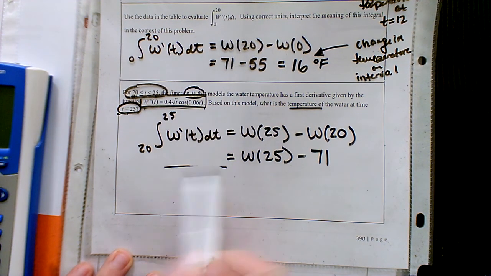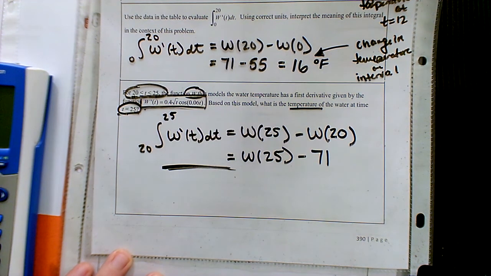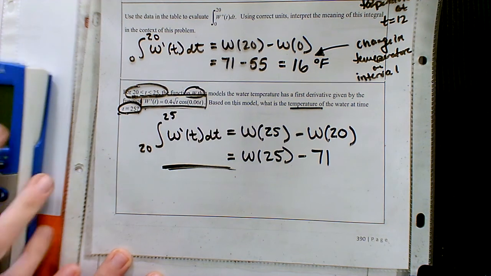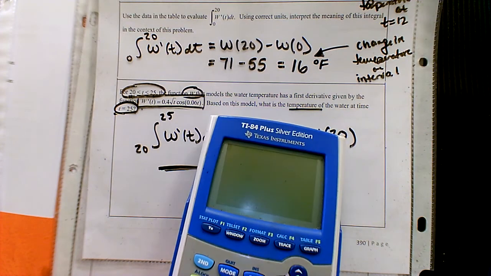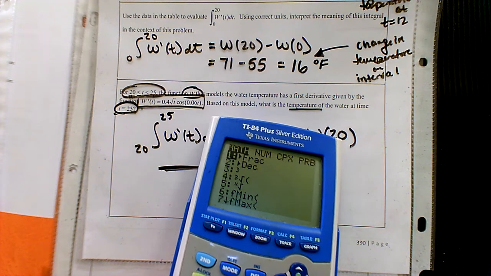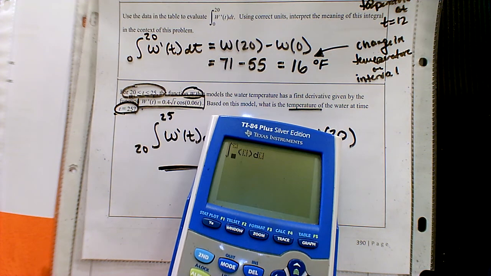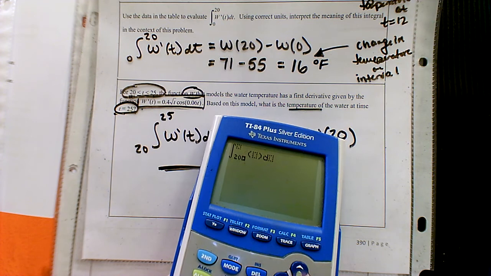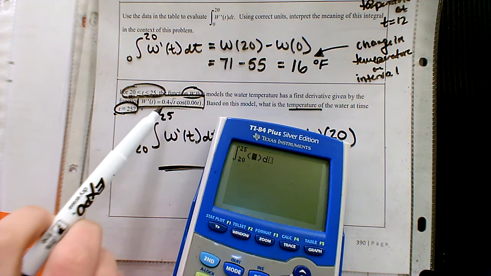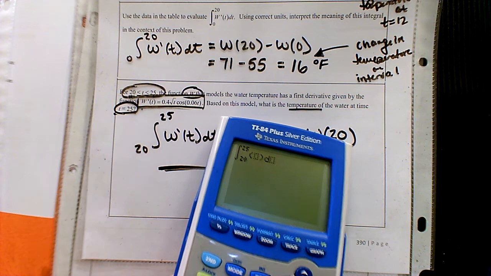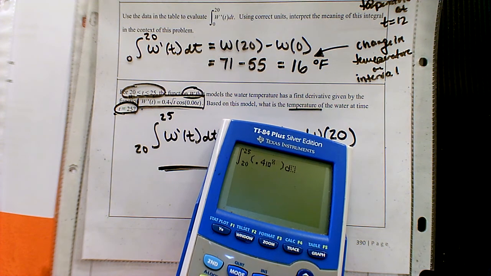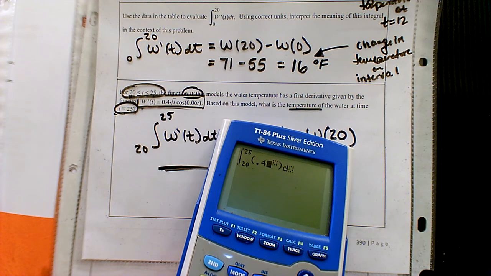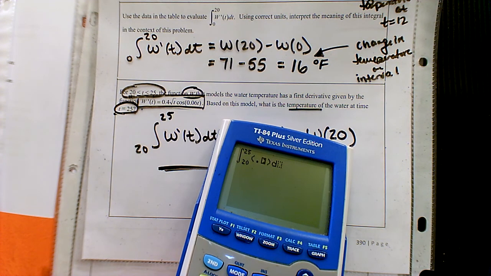How can we figure out what's on this left-hand side? We're going to use the calculator and find the area under the curve. All right, so we'll hit math. We can do option 9 to type in our integral. Lower bound 20, upper bound 25, and we're going to type in that very complicated derivative function that they give us. I know it's t's on your paper, but we'll make it x.